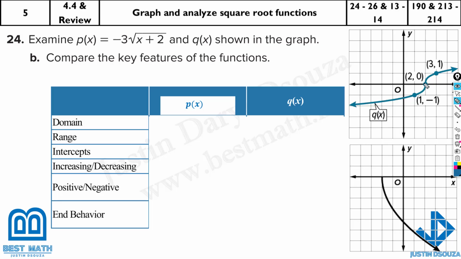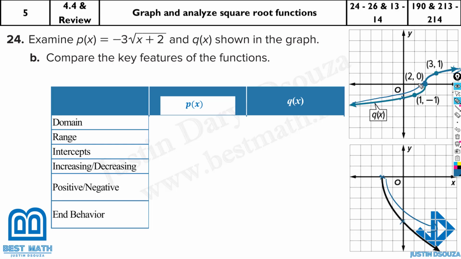Where is the x-intercept? Whichever part of the graph touches the x-axis, that's the x-intercept. The y-intercept is over here. What about this one? X-intercept, y-intercept. Now, where is it increasing and decreasing? You can see this is the increasing part of the graph. It's only increasing, whereas this is decreasing.